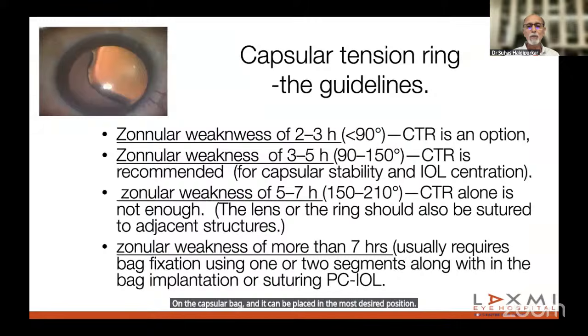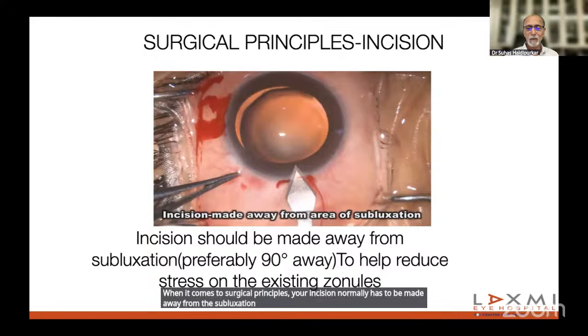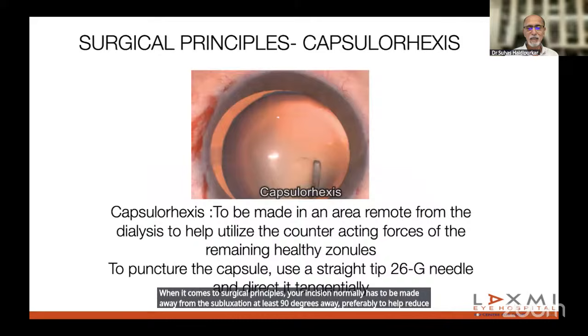When it comes to capsular tension ring, it all depends on how much zonular weakness you have. If you have less than 90 degrees, CTR is an option, but when it is between 90 and 50 degrees, CTR is definitely recommended. As the weakness increases, sometimes CTR alone is not enough, then it has to be combined with a segment. When it comes to surgical principles, your incision normally has to be made away from the subluxation, at least 90 degrees away preferably, to help reduce stress on the existing zonules.